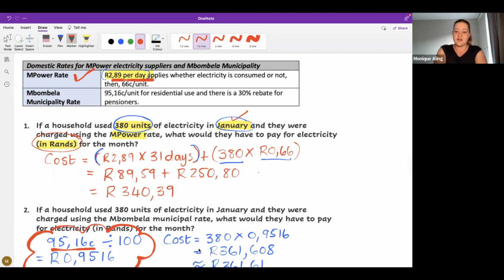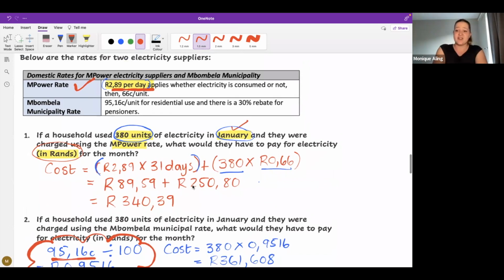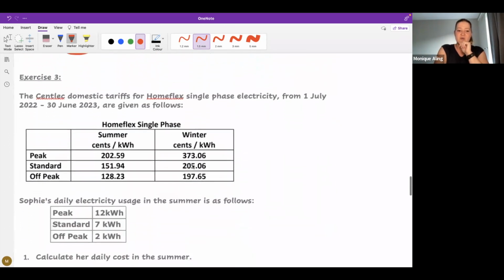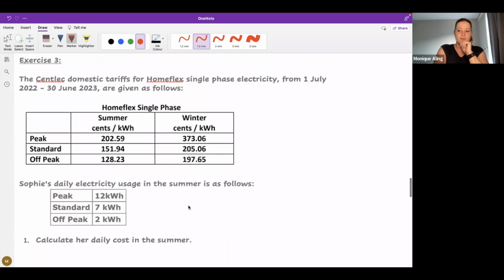So we've looked at 2 ways you can get asked about electricity tariffs, this way as well as the previous one, which was very similar to a water tariff. Let's look at another way you can be asked it. It says the Centrelec domestic tariffs for home flex single phase electricity from the 1st of July 2022 to the 30th of June 2023 are given as follows. A whole lot of words there, but nothing important just yet. They were just giving you the dates.